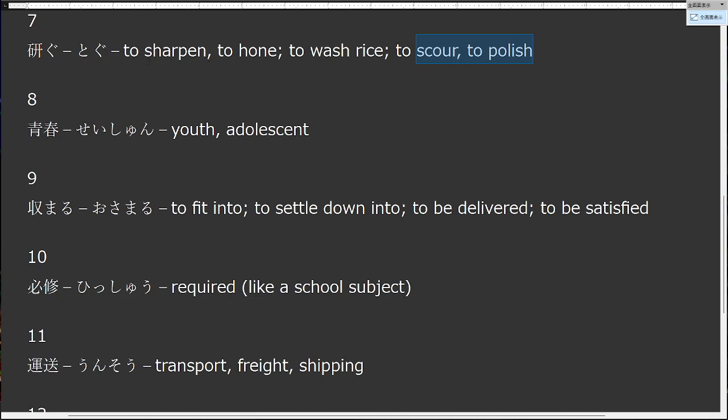And togu is another way to use the kanji, which also means to sharpen or hone something. Togu is to sharpen or hone something. Togu is to sharpen or hone. Togu desu. Togu is to sharpen or hone.